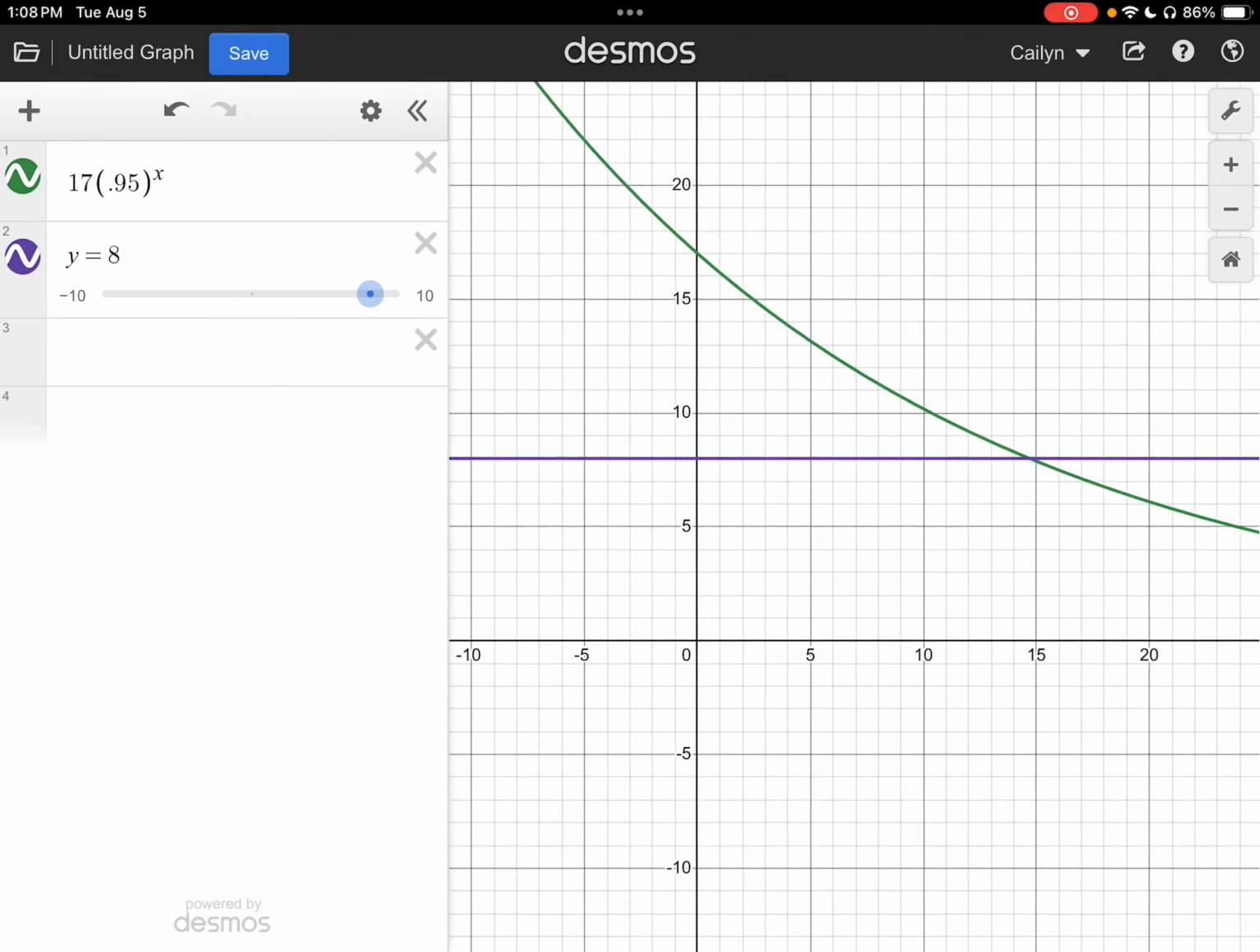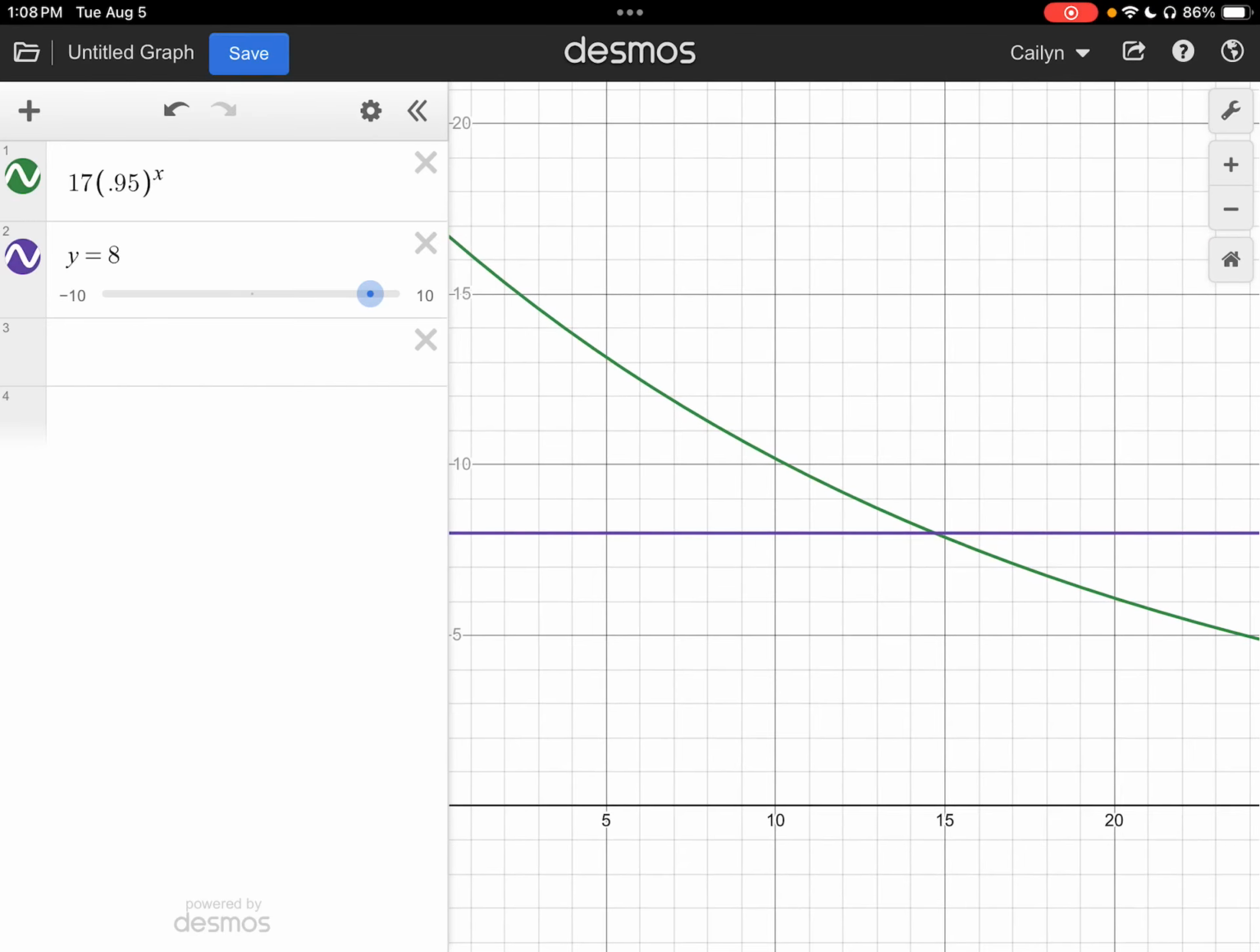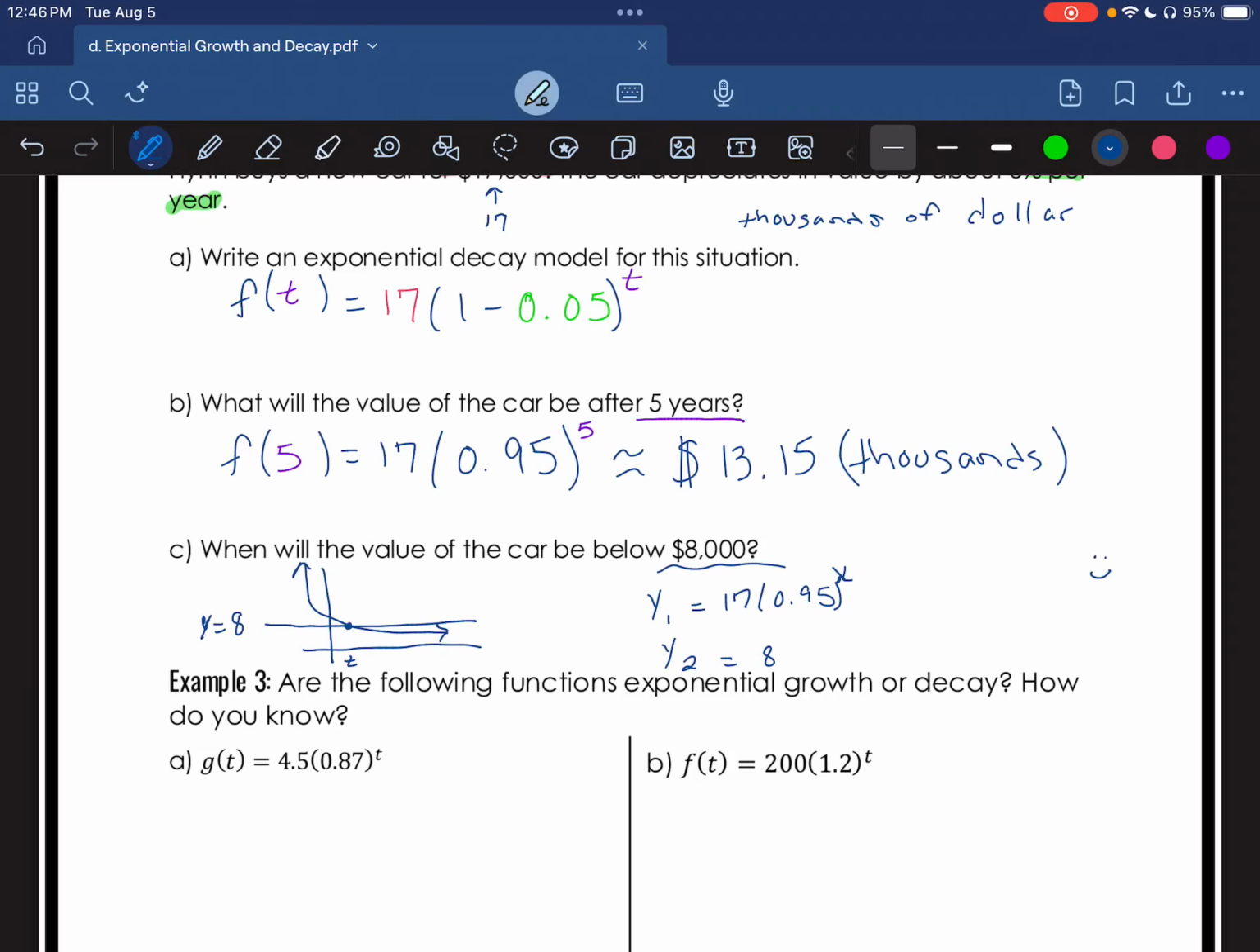All right, so there's y equals 8. And then here you can see the green function is the value of his car. That's our model. And here we can see them crossing over at the point 14.695. See what I did there? 3. So, yeah, that would round to about t is 15 years. There you have it. All right, so we ended up with t is about 15 years.